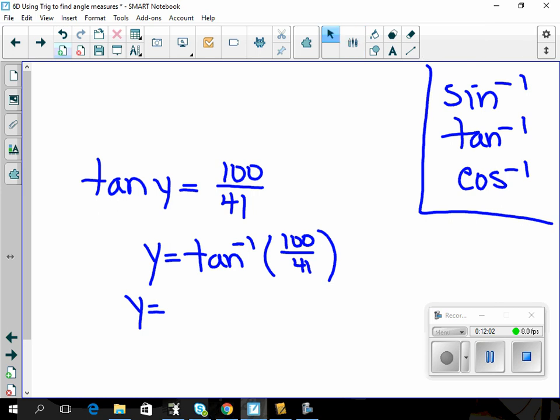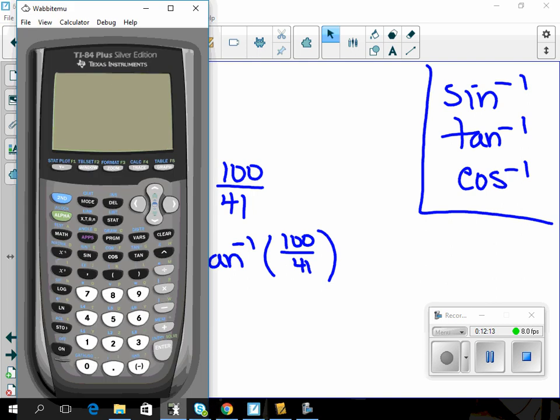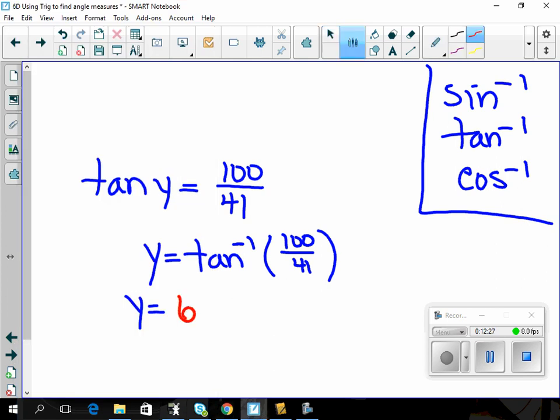All right, so check your mode, Idris. Make sure that you're in the right mode. Okay, did you do inverse tangent of 100 divided by 41? Or did you close your parentheses? Let's try it. Inverse tangent, 100 divided by 41. All right, so I got 67.7. Yeah, okay, good. Now, what are my units here? Degrees. It's an angle, right? So it is a degree measure.